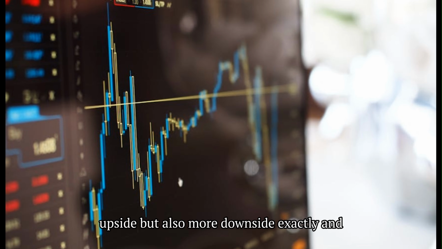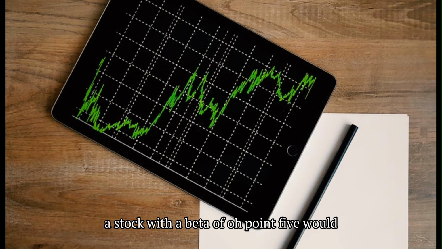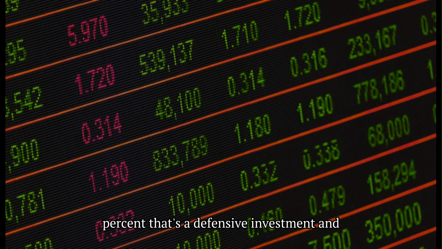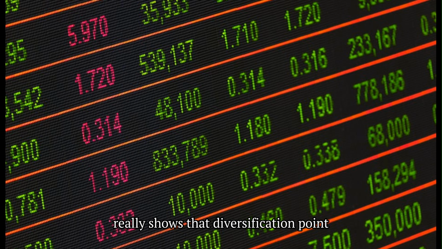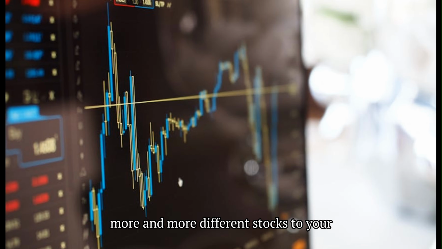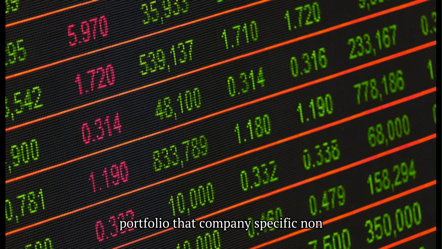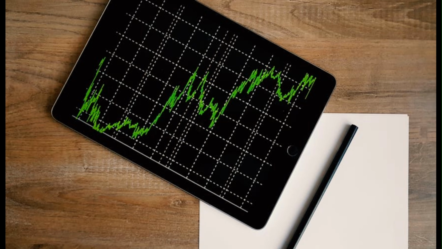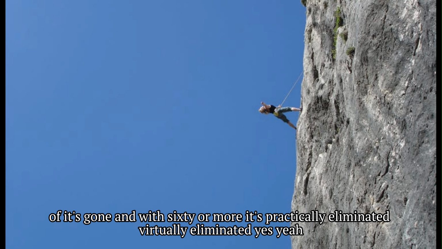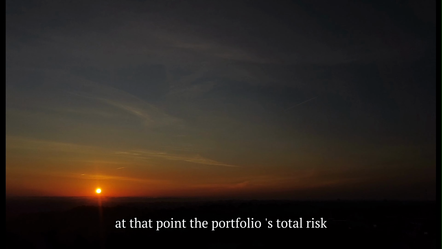Exactly. And conversely, a stock with a beta of 0.5 would be less volatile. Market up 10%, maybe it's only up 5%. That's a defensive investment. And this really shows that diversification point again. As you add more and more different stocks to your portfolio, that company-specific, non-systematic risk starts to cancel itself out pretty quickly. The sources say with about 30 stocks, a lot of it's gone, and with 60 or more, it's practically eliminated. Virtually eliminated, yes. At that point, the portfolio's total risk is essentially just its systematic risk, the market risk.